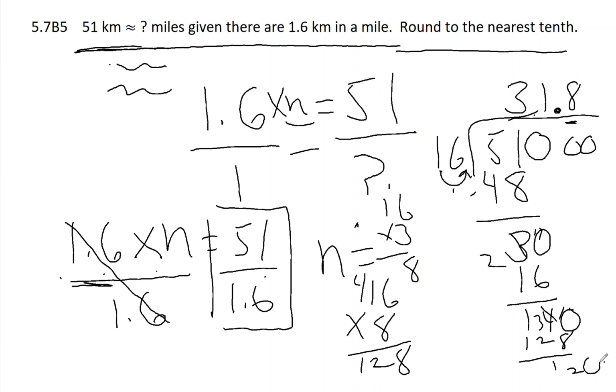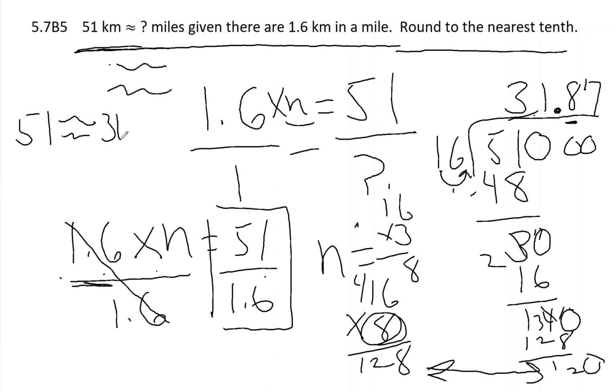So I realize now that we have to go 1 less than 8, which is going to be 7. And now we have all we need. We know that we're going to have to round the 8 up to a 9. So if we have 51 kilometers, we're going to have about 31 9/10 miles.